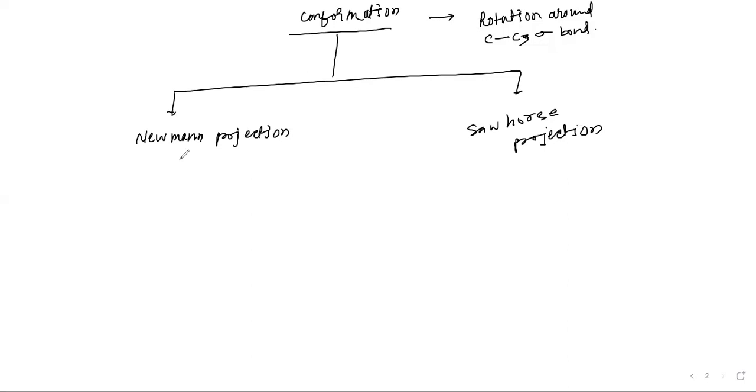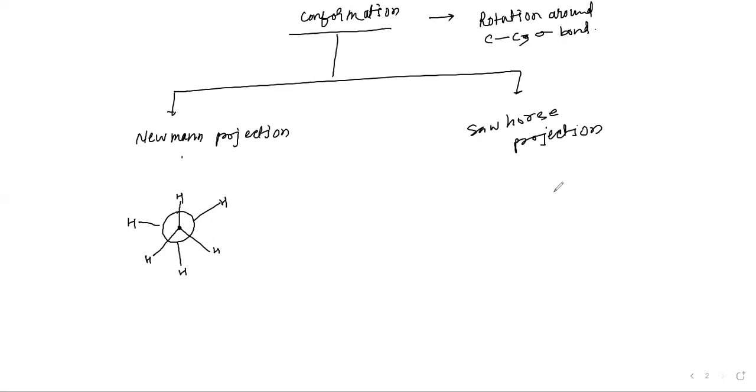Newman projection, if you talk about how the Newman is drawn, this is the front carbon and this is the back carbon. Circle dot is front carbon and circle is back carbon. And hydrogen of the front carbon is represented like that. This is Newman projection, right? And the back carbon hydrogen is not fully represented. So if it is represented like that, that is called Newman projection.